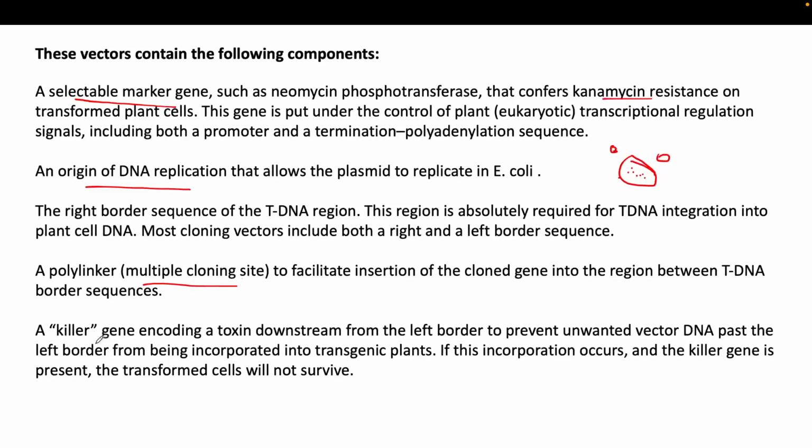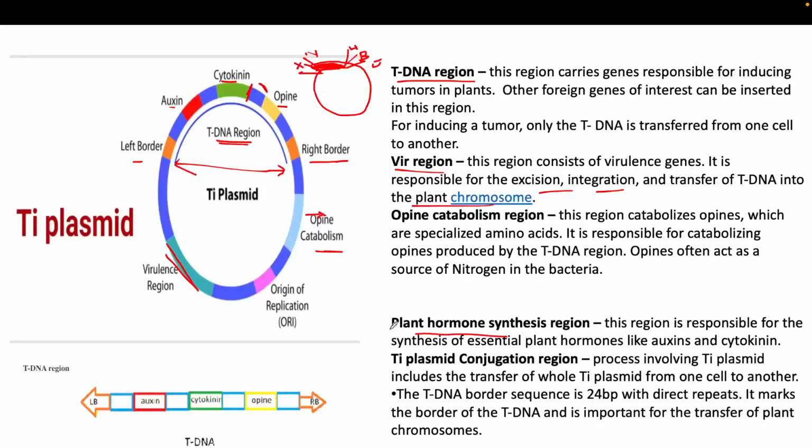The next thing is the killer gene, or toxic gene, downstream from the left border, to prevent unwanted vector DNA past the left border from being incorporated into the transgenic plant. If this incorporation occurs and the killer gene is present, the transformed cell will not survive. So after the left border sequence, in the downstream part, there should be one killer gene.